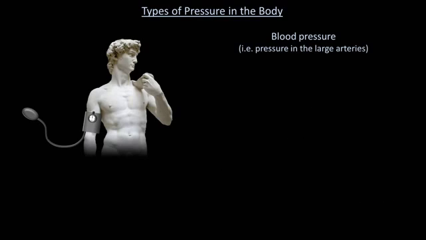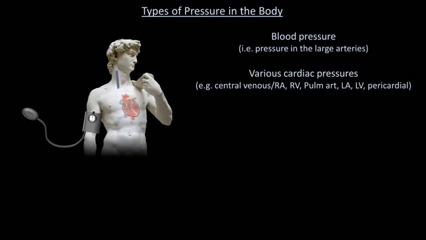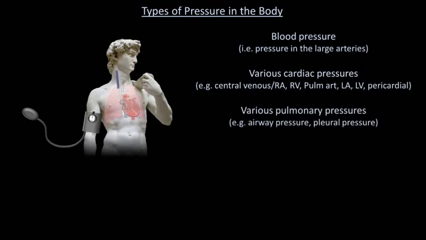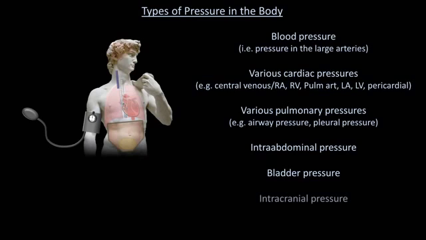You may be wondering, in addition to the blood pressure, how many other kinds of pressure are routinely measured in the body? There are at least a dozen. They include various intracardiac pressures, various pulmonary pressures, intra-abdominal pressure, bladder pressure, which is typically used as a surrogate for intra-abdominal pressure, intracranial pressure, and finally intraocular pressure.